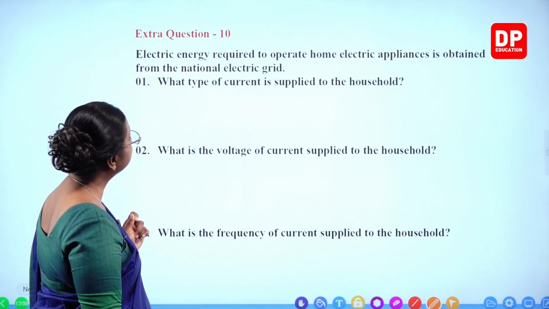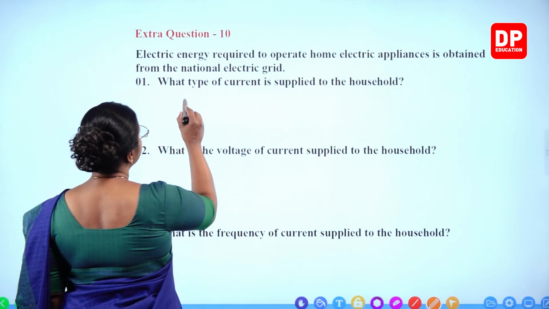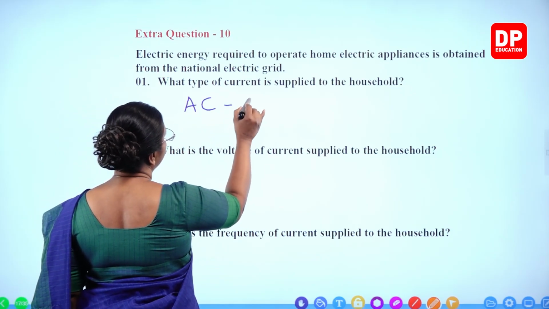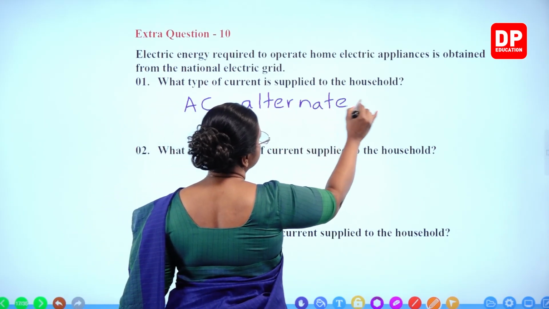So what type of current is supplied to the household? It is alternating current. So here we can say AC or alternate current.